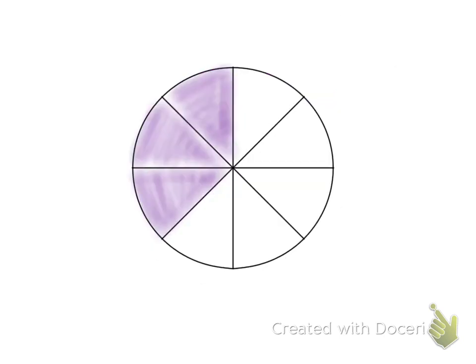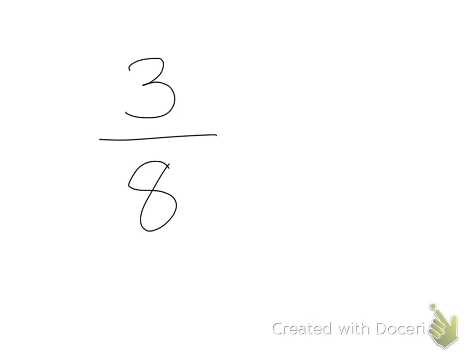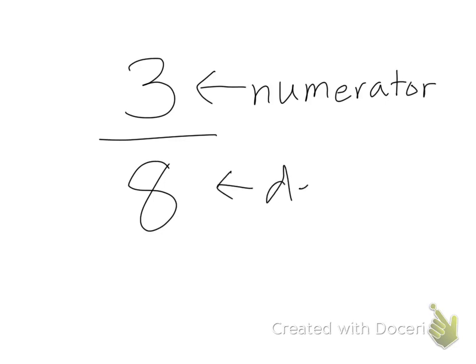Here I have my circle divided into 8ths, and I've shaded 3 of them. This means that 3 pieces, 3 8ths of my circle, is shaded. With a fraction, we have a number on top and a number on the bottom. The top number is called the numerator, and the bottom number is called the denominator.